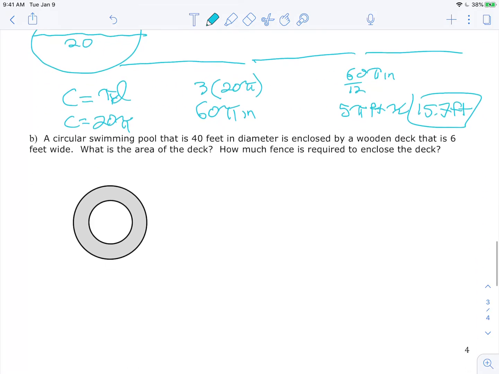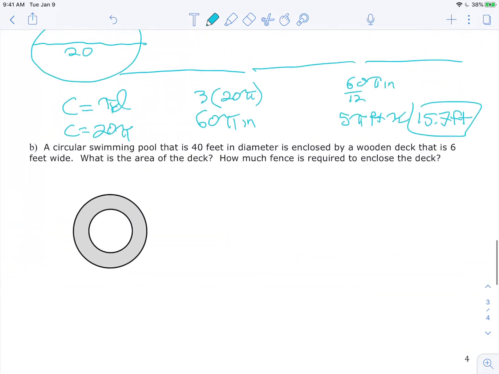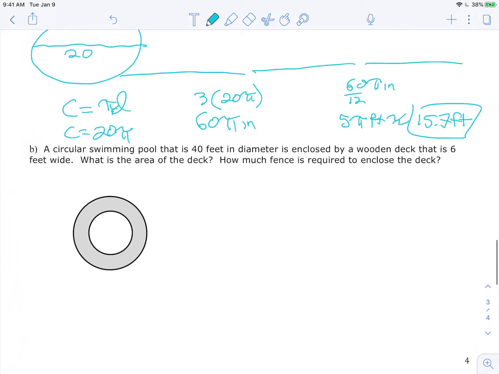Okay, this is another cool problem. This is actually our last problem. So a circular swimming pool with 40 feet in diameter is enclosed by a wooden deck that is 6 feet wide. So this is the wooden deck here. So this is 6 feet wide. What is the area of the deck?